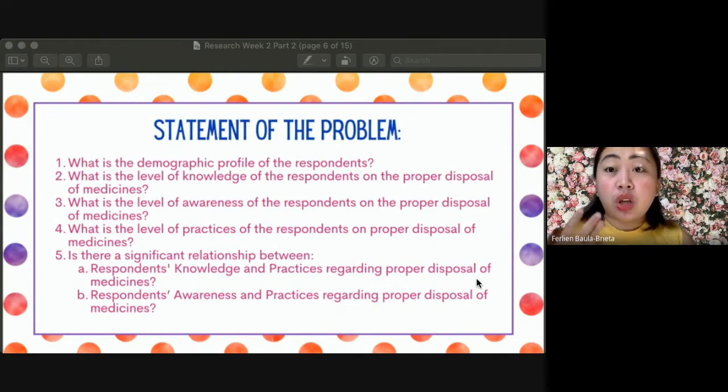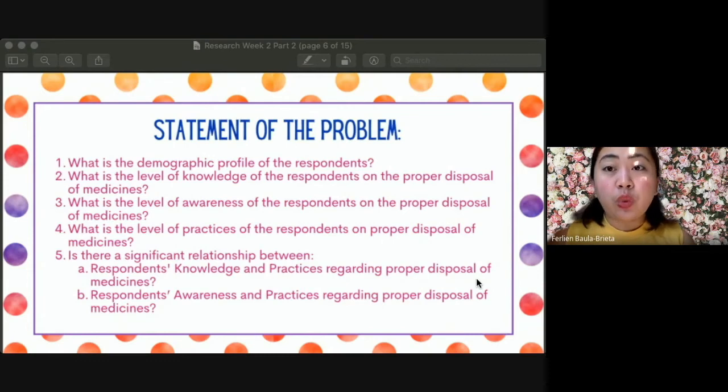So you want to know the knowledge. That's why you need to ask precisely what part of knowledge. So you want to know the level. So it can be stated as: what is the level of knowledge of the respondents on proper disposal of medicines? Then you also want to look for awareness. So you might also declare it so that it will be measurable. What is the level? If we say level, it is measurable. So: the level of awareness of the respondents on the proper disposal of medicines.